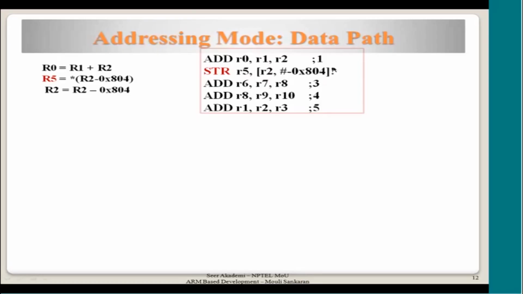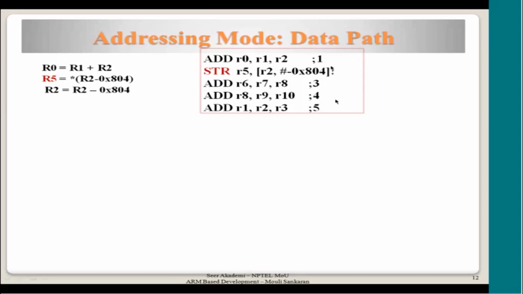So if there is no exclamation mark, the value from R2 is taken and this is subtracted, and in that address the R5 is stored, but it will not change the value of R2 after the execution of the instruction. Whereas if I put an exclamation mark here, after storing it, it will always change the value in R2. Okay, so that means you are advancing the value that R2 has by this much amount whenever this kind of instruction is executed.